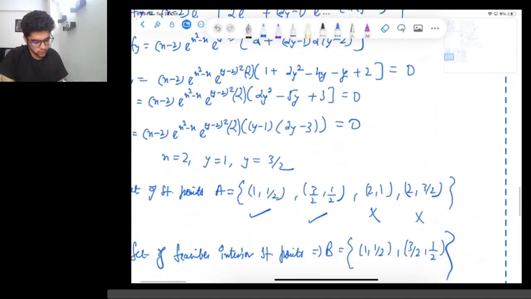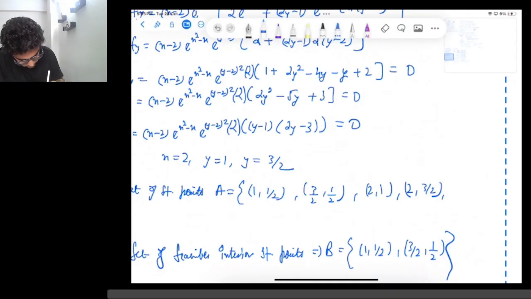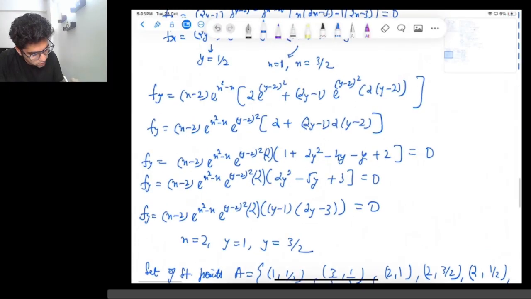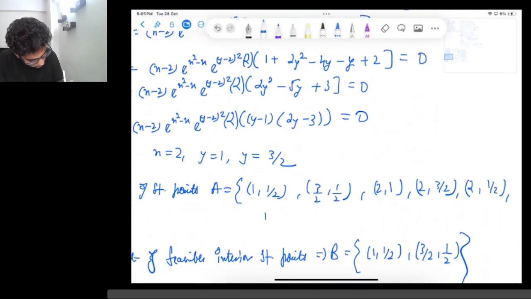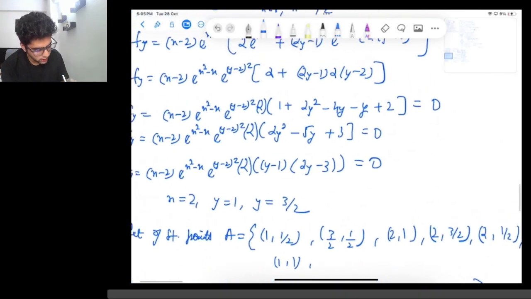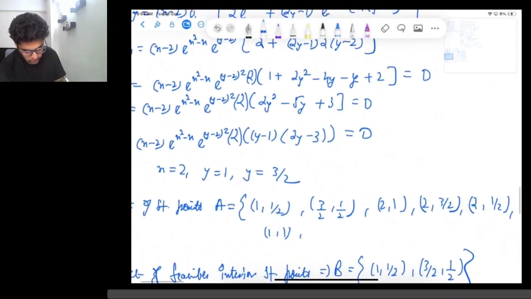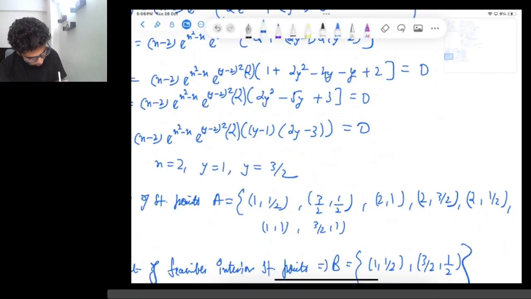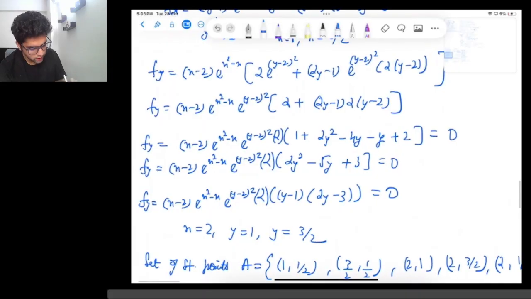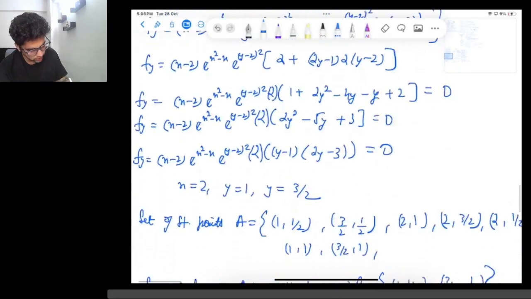Oh, I've missed a lot of other stationary points also, so let me correct myself once. This set is not over yet, it contains some other stationary points also. So 2 comma half is a stationary point, and then 1 comma 1 is a stationary point, and then one more stationary point is 3 by 2 comma 1, and then another stationary point will be 3 by 2 comma 3 by 2.